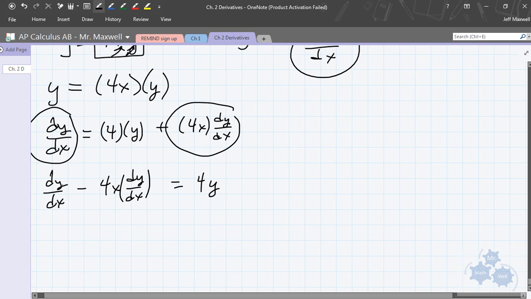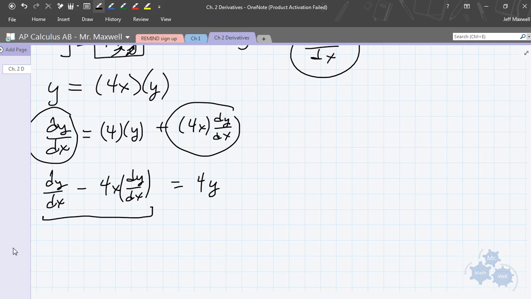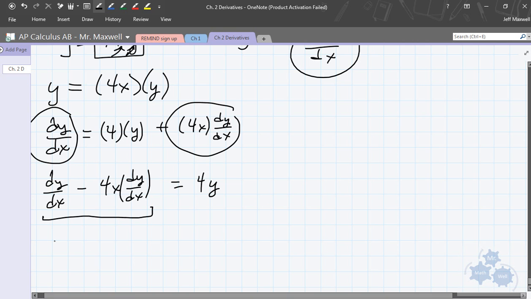And yes, I am trying to solve for this. Now, if you look at this as a binomial, you can factor out a common factor. So we're going to factor out, and this is where it gets a little tricky, dy/dx, and I've got 1 minus 4x. Do I see that?